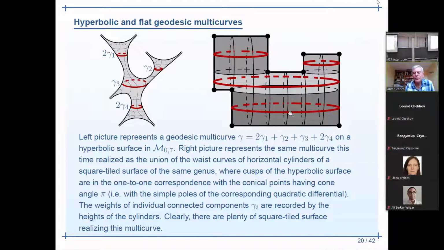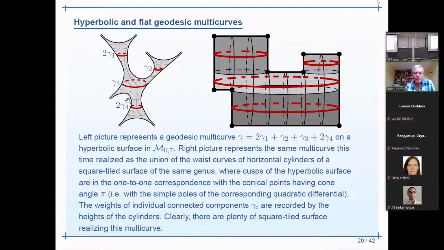And this cylinder in the bottom, which is the darkest, has height 2, because there are two parallel bands of squares which I use to glue the cylinder. And I can encode this data by associating weights to the components of my multi-curve. So the multi-curve associated to this particular square tile surface is on the left picture. It's 2 gamma 1 because the corresponding cylinder is glued from two horizontal bands of squares.